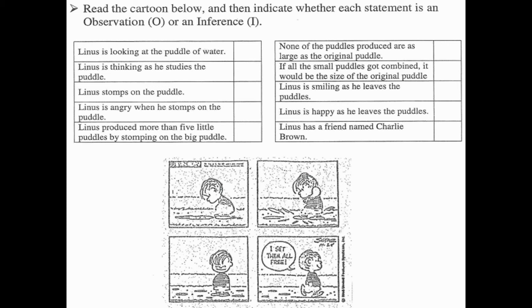So here we have Linus is looking at a puddle of water. Here we have Linus, and Linus is looking down at the ground. Yes, we know that, but we don't know if this is water necessarily. We don't know if Linus is looking directly at that. We can infer that, so that's more of an inference. Linus is thinking as he studies the puddle. Again, that's more of an inference as well.